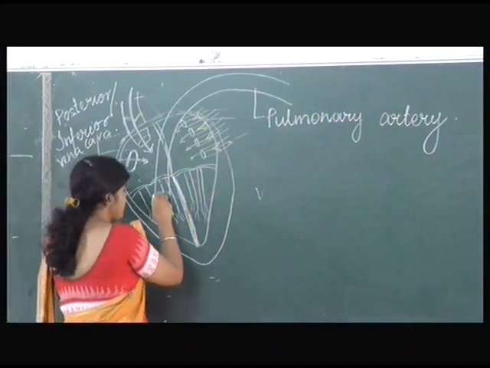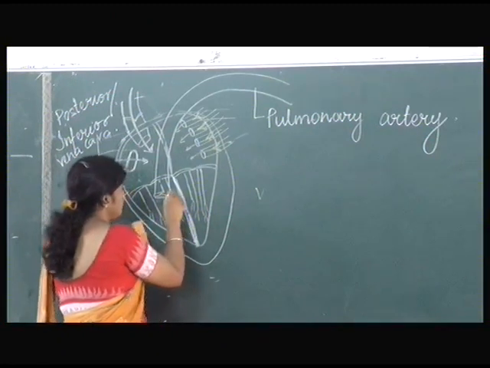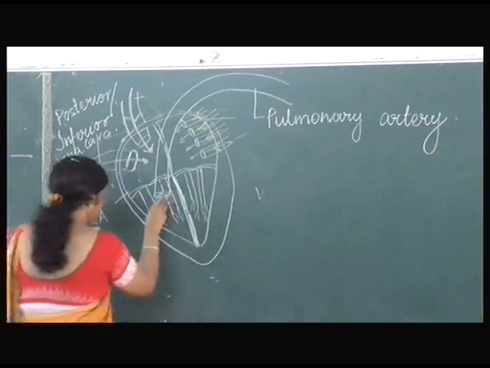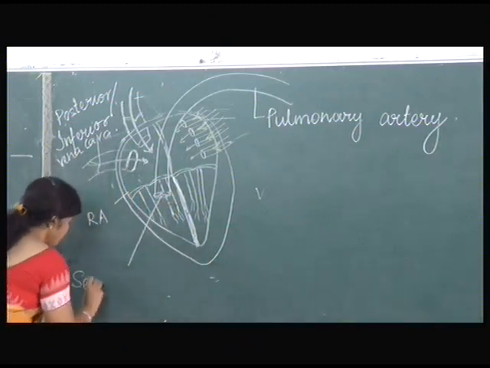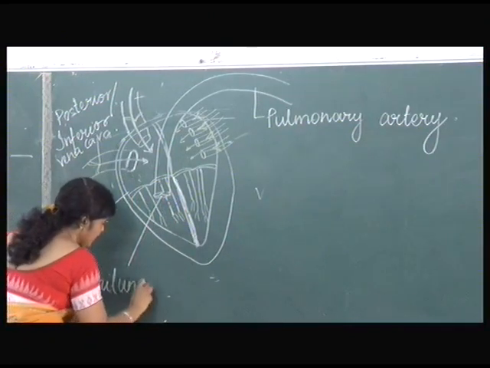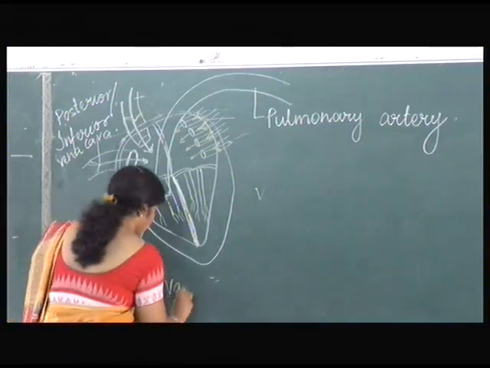At the base of the pulmonary artery, there is present a valve. Is it clear? They look like half moon. That is why we call this the semi-lunar valve. I am again incompletely writing it. I'll be naming it later on, semi-lunar valve.